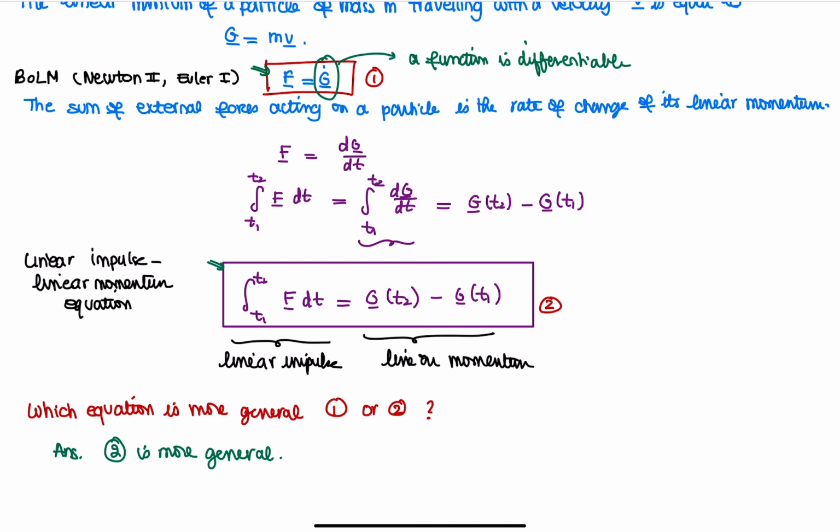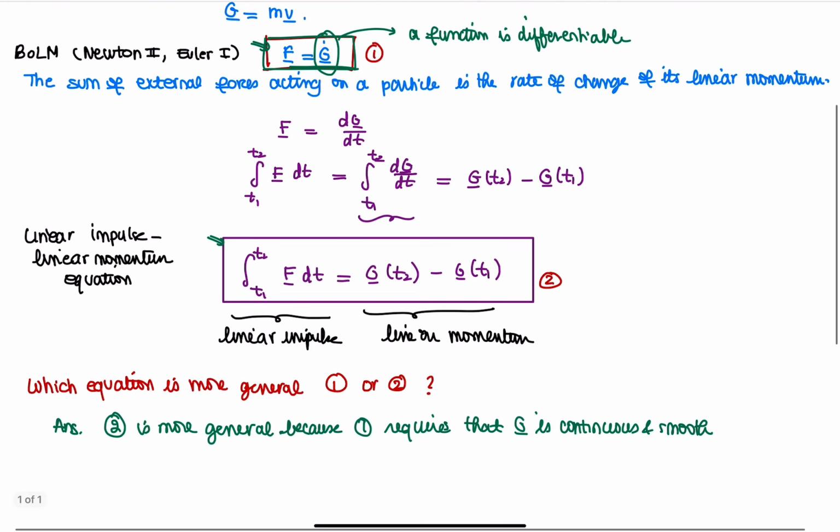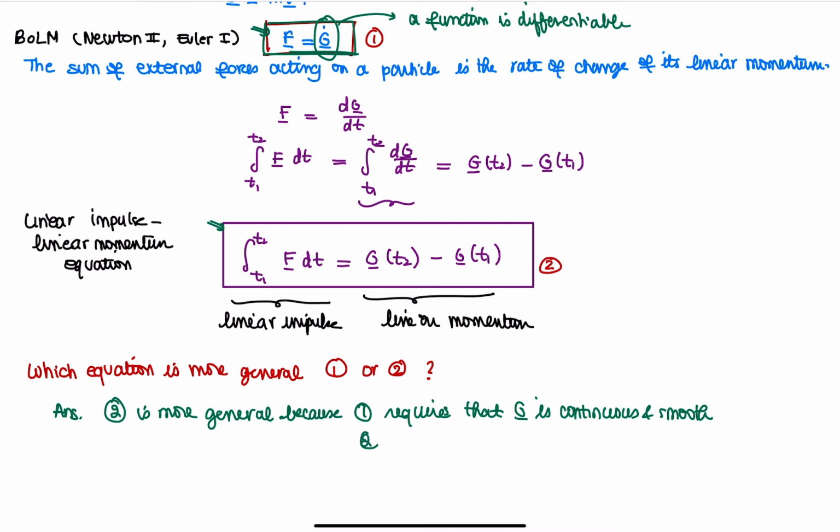However, to be able to write form 1 of the balance of linear momentum, the linear momentum needs to be continuous and smooth. If the linear momentum is not continuous and not smooth, we cannot write equation 1, but we can still write equation 2. So 2 is more general because 1 requires that g is continuous and smooth. 2 does not.